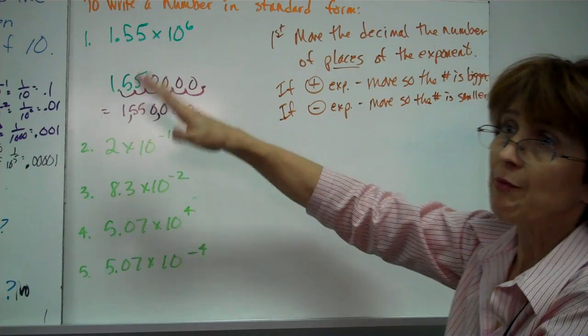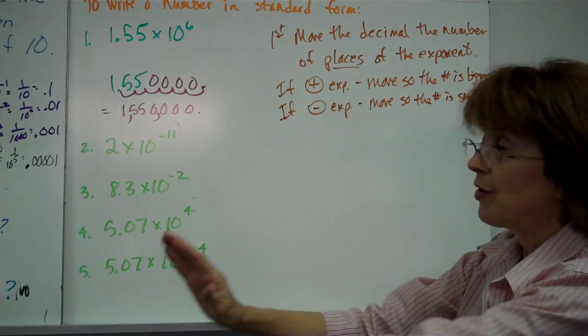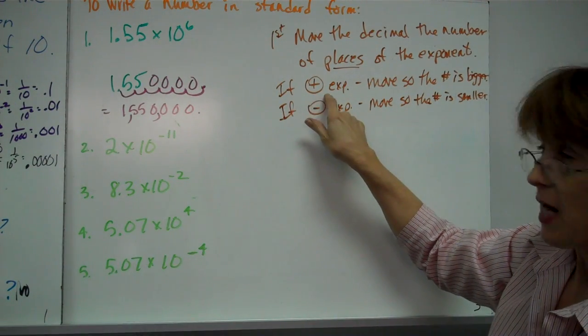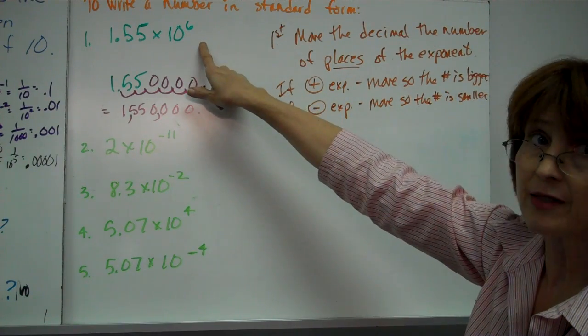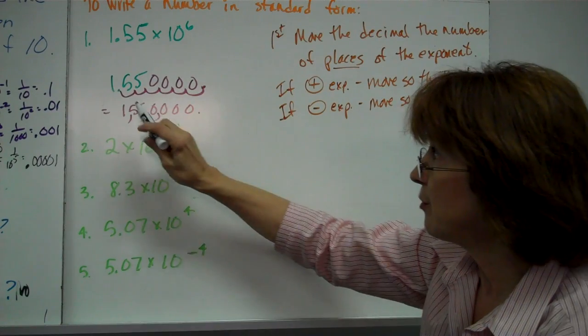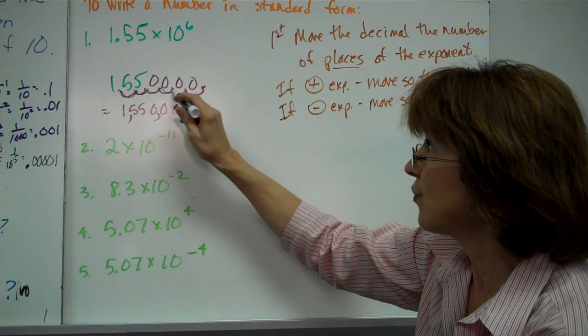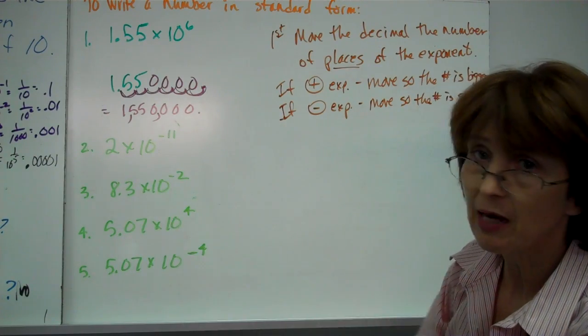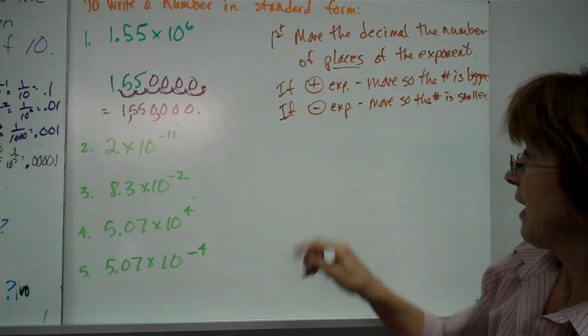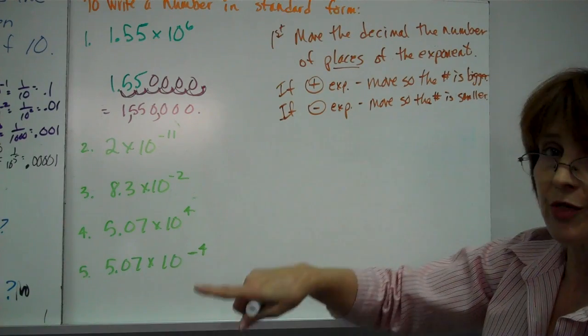Well, I've got to decide if I move it to make it a big number or to make it a small number. Well, if the exponent is positive, you move it so the number is bigger, because that's a big number. 10 to the 6 is a big number. So we go ahead and move it 1, 2, 3, 4, 5, 6. You know, we fill in with zeros as we need to, and then I put the commas in, and that's my number. Okay, if the exponent is negative, you move it so that the number is smaller.